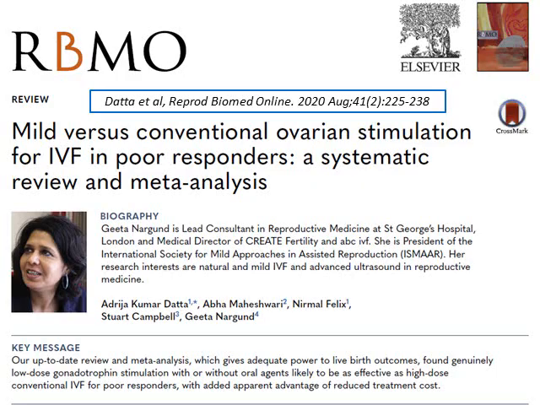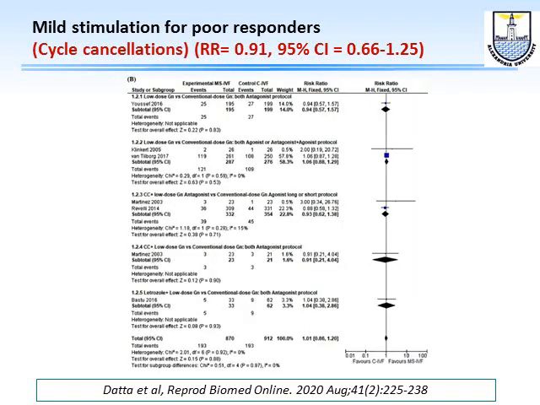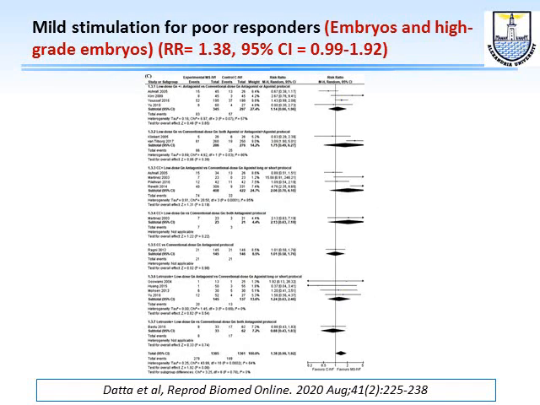And in fact, last week, this August 2020, this paper was published. It is again a systematic review and a meta-analysis by the group of Geeta Nargund with Professor Stuart Campbell. And as you can see, again, with mild stimulation for poor responders, live birth rate was the same, cycle cancellations were the same, and even embryos and high-grade embryos, in fact, if anything, were a little bit higher, although it did not reach significance.